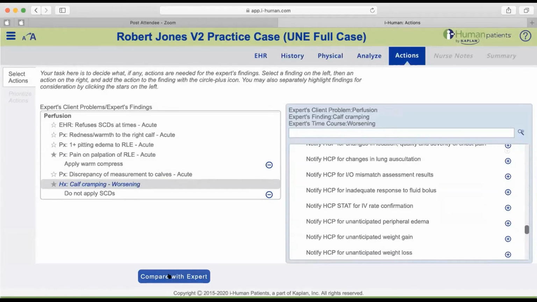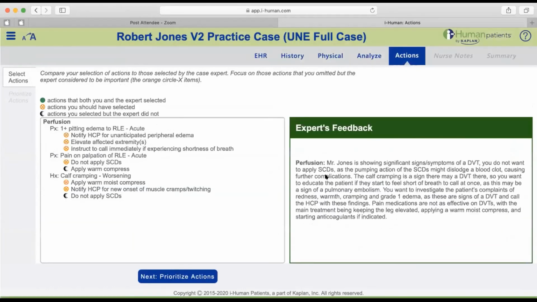Once they've selected their actions, let's move forward and compare them with our expert, given written feedback about perfusion, how it's applicable to Robert Jones, and what those key findings are and why. For those students that are visual learners, we have feedback in terms of actions that I should have selected and missed, and actions I did select, but the expert did not. It doesn't mean that they're wrong, it just wasn't something the expert focused on.